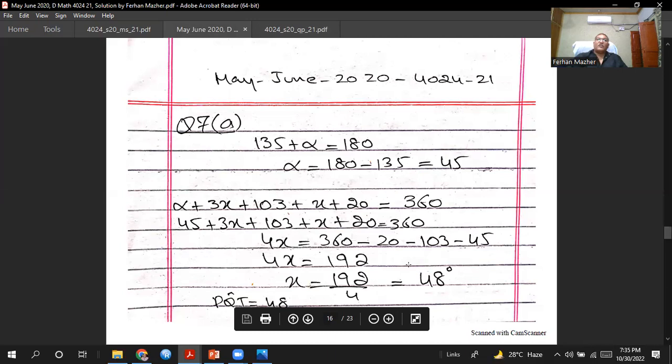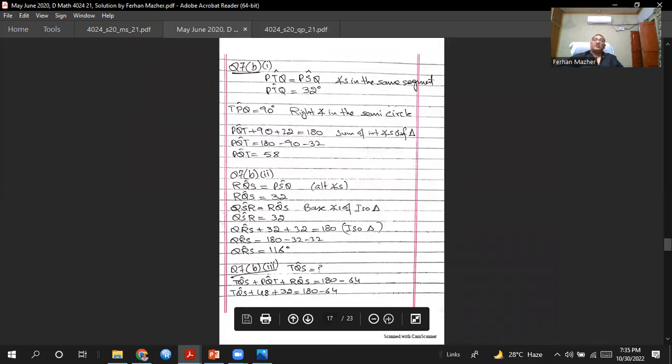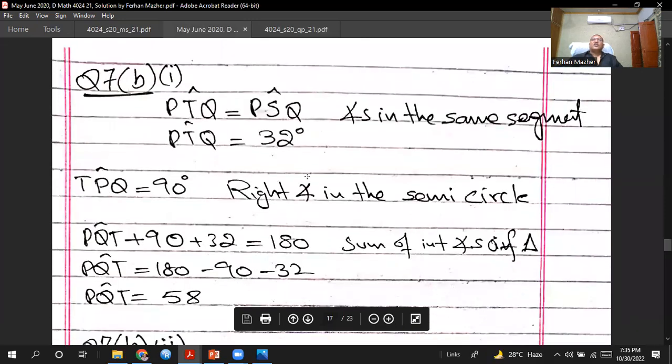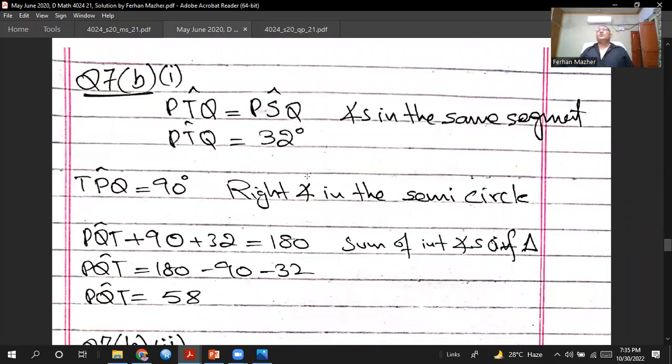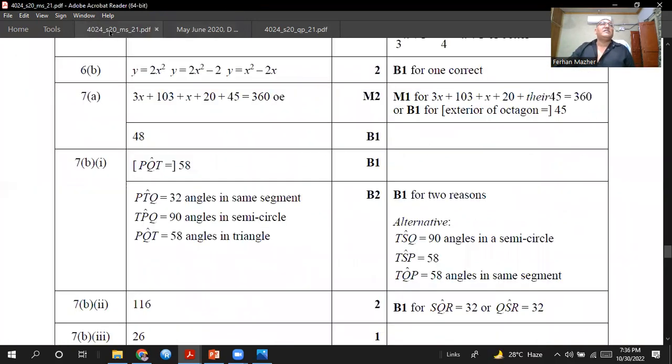Okay. So we are going to the next question. Let me increase the size. Okay. So that PTQ is equal to the PSQ, angles in the same segment. So the PTQ angle will be also 32 degree. The TPQ angle is 90 degree because the right angle in the semicircle, the TQ is the diameter. And now in that triangle, PQT plus the 90 plus the 32 will be equal to 180, sum of the internal angles of the triangle. So the PQT will be equal to 180 minus 90 minus 32. So the PQT will be equal to 58. So the PQT will be the 58. So our answers are right.